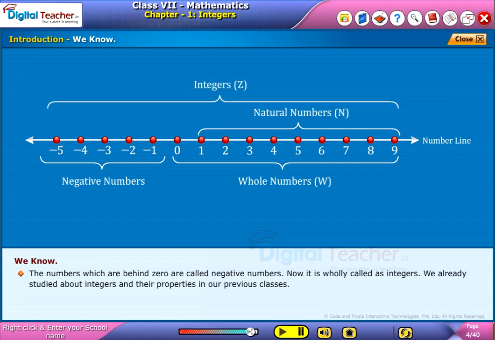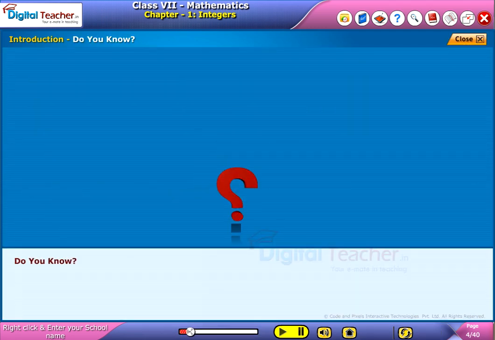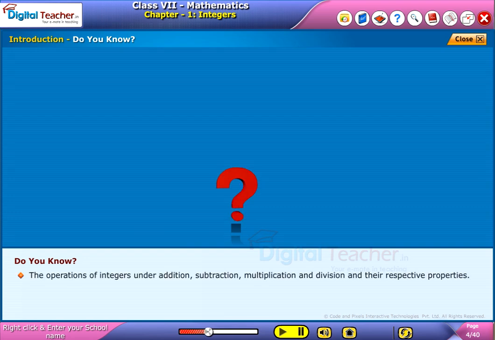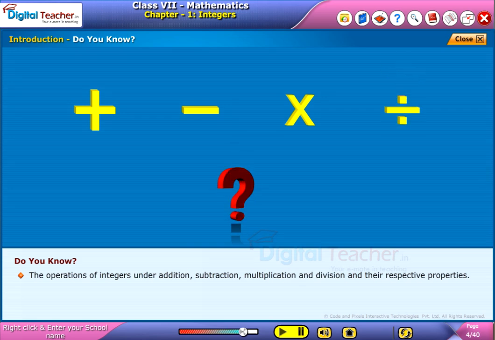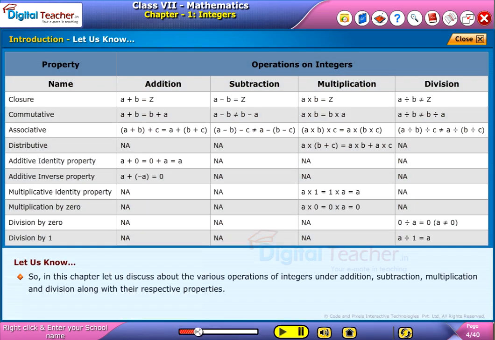We already studied about integers and their properties. Do you know the operations of integers under addition, subtraction, multiplication, and division and their respective properties? Let us know. So, in this chapter, let us discuss about the various operations of integers under addition, subtraction, multiplication, and division along with their respective properties.